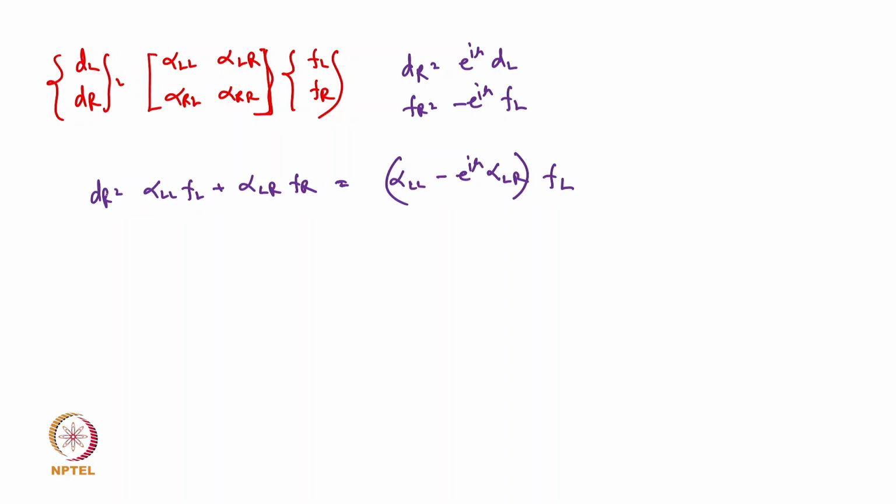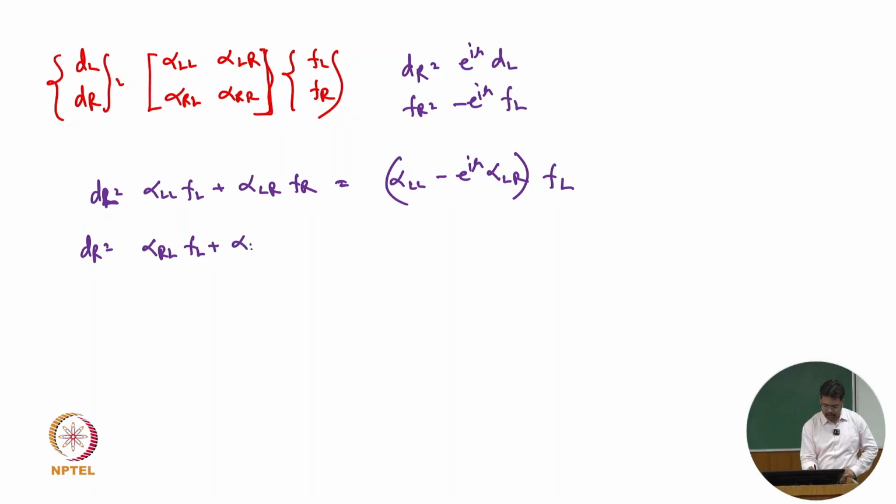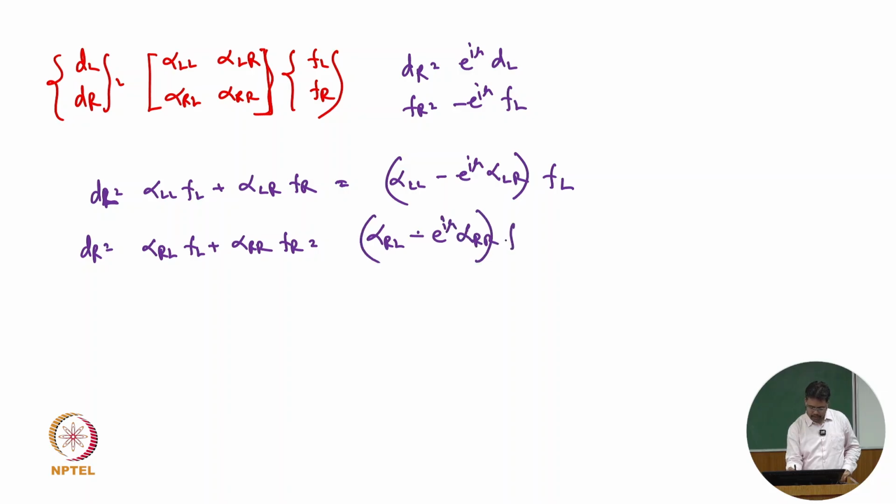Okay, this is dl equal to... Now on the other hand, if I write dr, that will be equal to alpha RL times FL plus alpha RR times Fr. So similarly, what can we write? Alpha RL minus e to the power of I mu times alpha RR into FL.